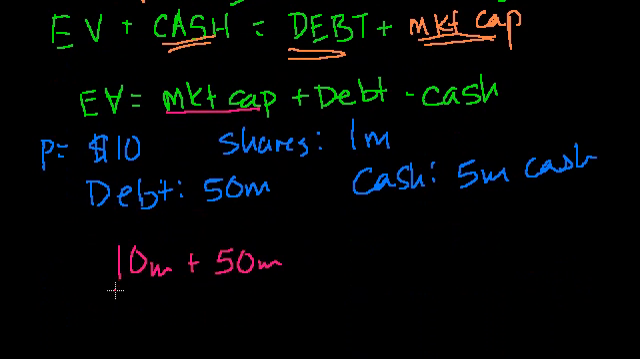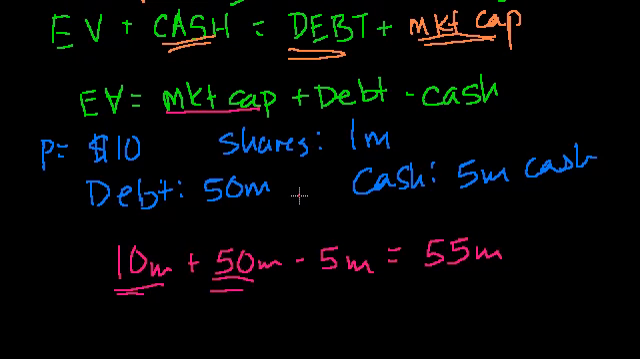So you have to pay the equity holders, you'd have to pay the debt holders, and then you get a refund of the cash. And so the enterprise value is what? 60 million minus 5. That's 55 million. Fair enough. This is all just review of the enterprise value video.